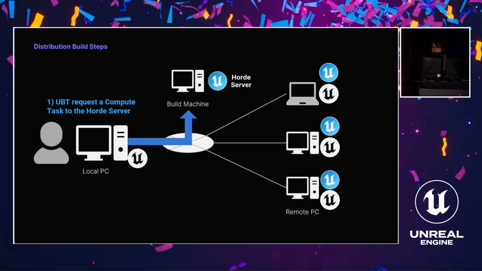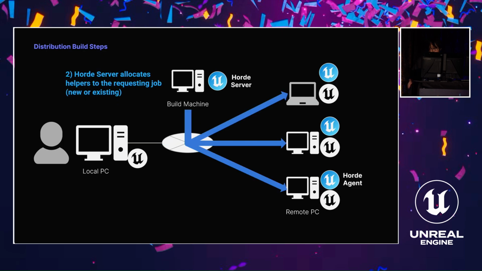Here is the flow of a distributed build on this system. Suppose you start an engine build on your local PC. It requests a compute task from UBT to the Horde server. Horde server receives the request and allocates helper tasks to process the requested jobs. Since remote PCs are pre-registered with Horde server via Horde agent, Horde server allocates helper tasks for the registered Horde agent.